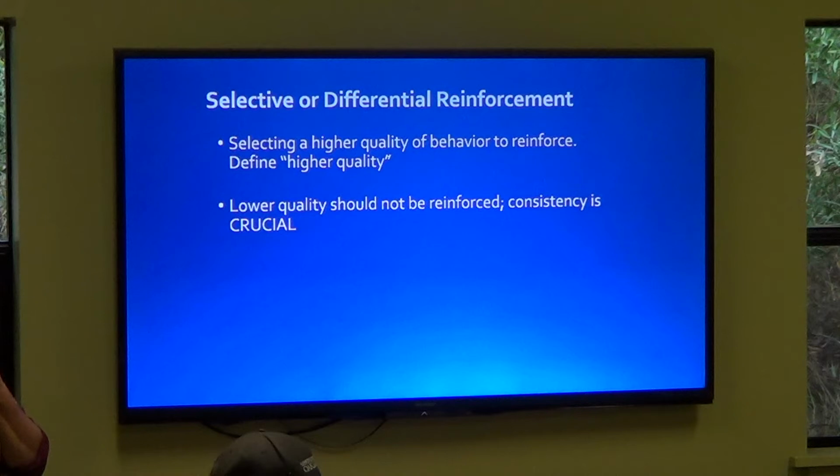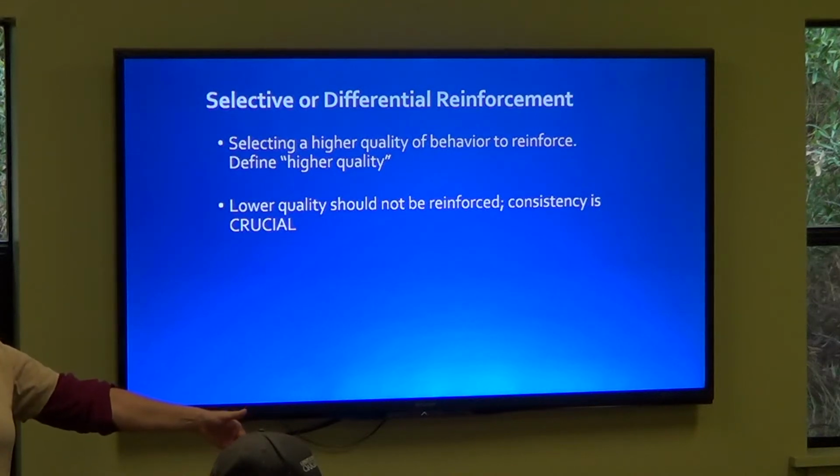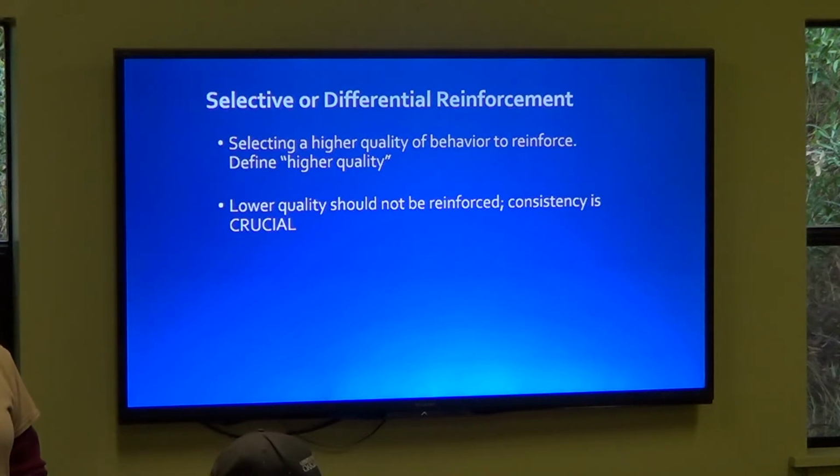I think the biggest problem for many of us with this is, oh, but the animal's trying really hard. I don't want to not reinforce because then I feel bad. But again, if you're reinforcing everything, then that's what the animal's going to do. And behavior doesn't lie. You can tell what's been reinforced and what hasn't.